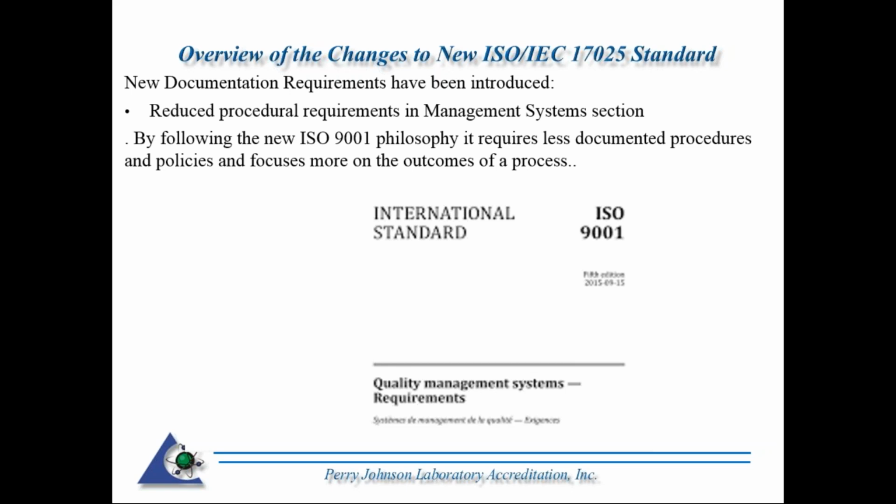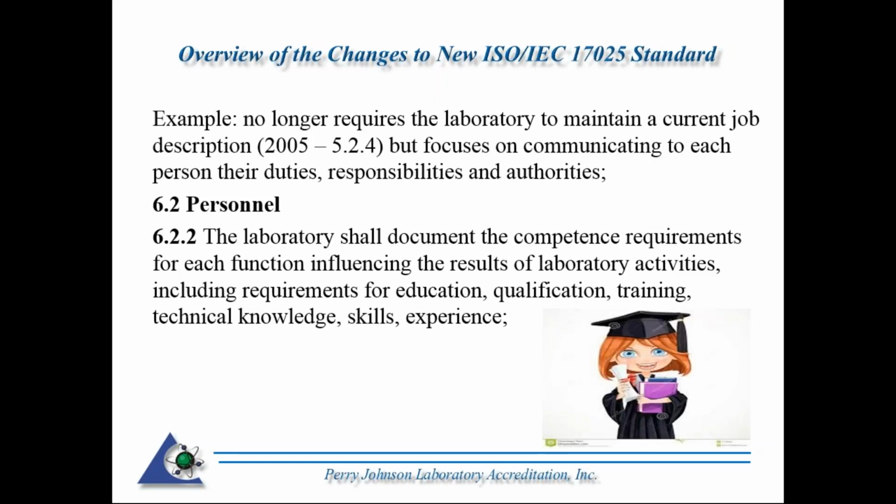So these requirements for not having the need for actual documented procedures are relatively new in 9001 as well. Some examples of this: the new standard no longer requires a lab to maintain current job descriptions, but focuses more on communicating to each person their duties, responsibilities, and authorities. The draft international version states the lab shall document the competence required for each function influencing the results of laboratory activities, including requirements for education, qualifications, training, technical knowledge, skills, and experience.